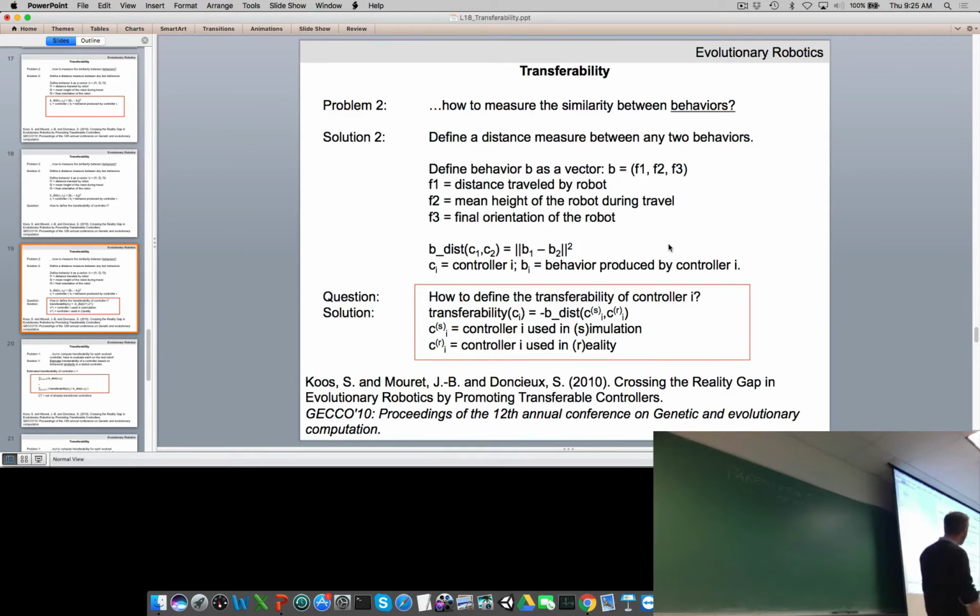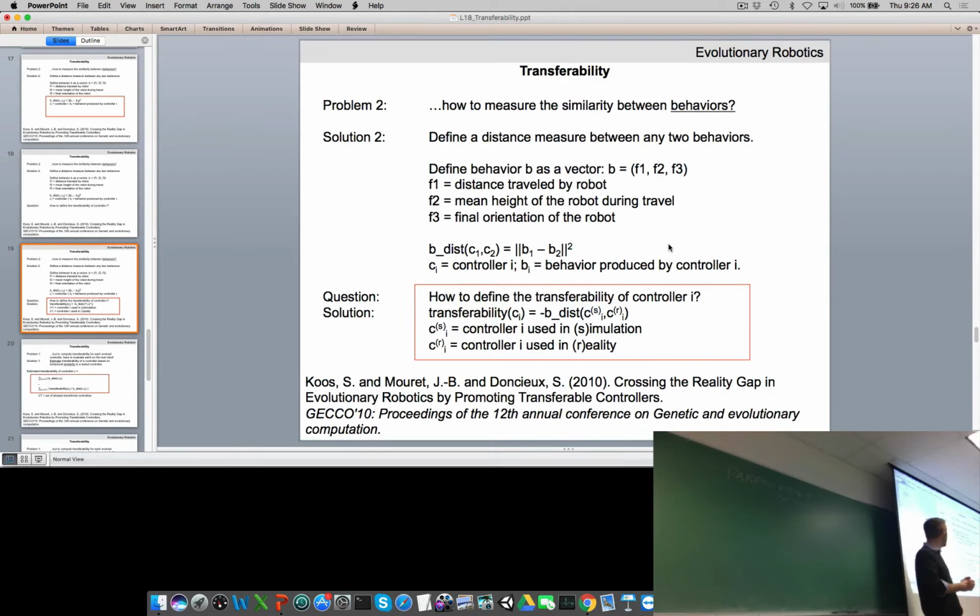So the transferability is going to be measured as the negative of the distance between CSI and CRI. Or sorry, this is actual transferability. Let's assume we took CI, we ran it on the virtual robot, and we ran it on the physical robot. How transferable was it? We take the distance between the behavior produced in simulation and the behavior produced in reality. If the distance between BSI and BRI is 0, that means that the physical robot did exactly the same thing as the virtual robot using controller CI.